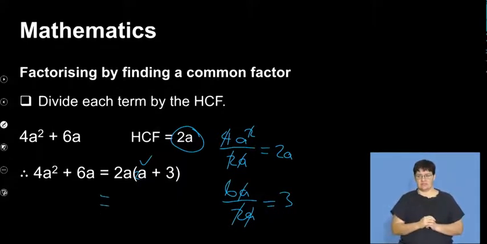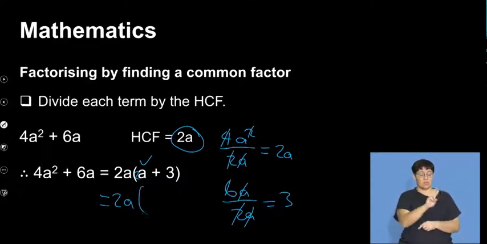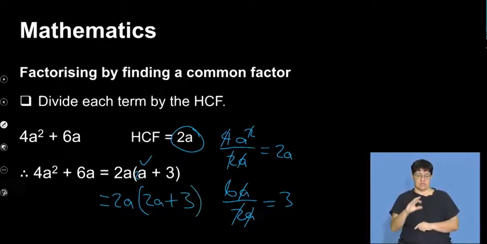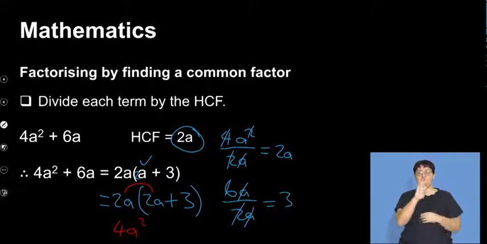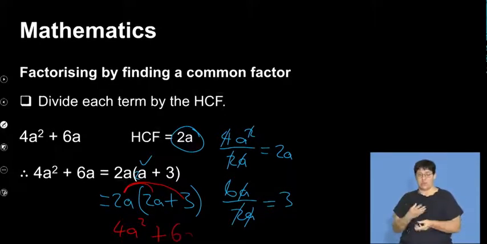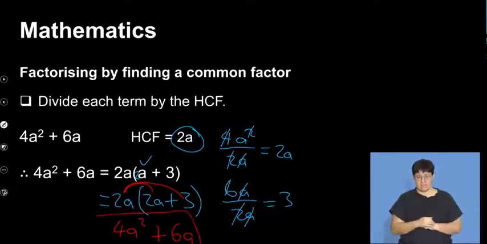So the actual answer here, guys, is 2a into 2a plus 3, right? So please just make sure that you correct that. Again, you test your answer whether it's correct or not by doing what? Expanding. If I multiply the 2a with the 2a, it will give me 4a squared. I multiply the 2a with the 3, it will give me 6a. And that will therefore be my answer that I initially had as the question.